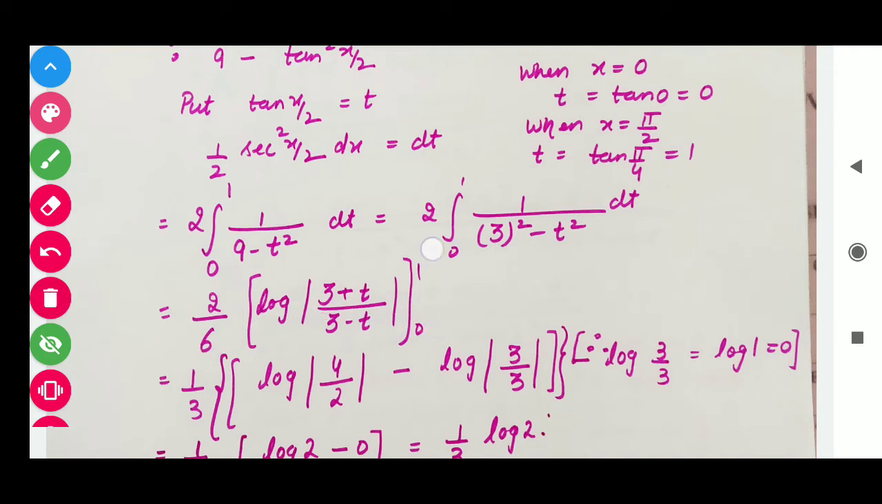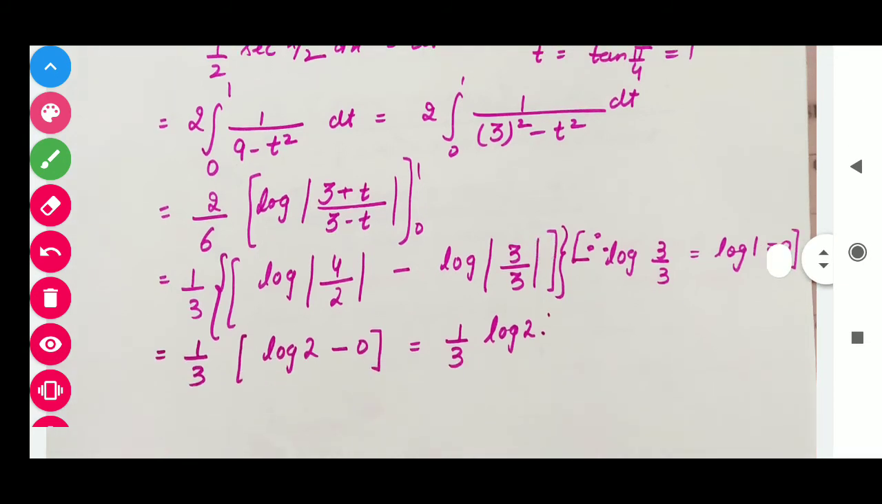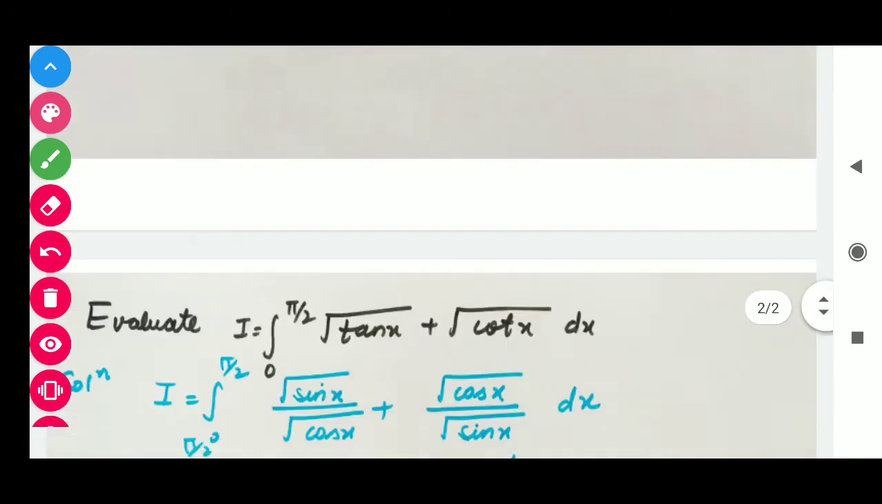First put the upper limit 1 in the place of t, minus, then put the lower limit 0. In this way we get log 4 over 2 minus log 3 over 3. Log 3 over 3 is log 1, and the value of log 1 is 0. In this way we get 1 over 3 log 2. This is our answer.